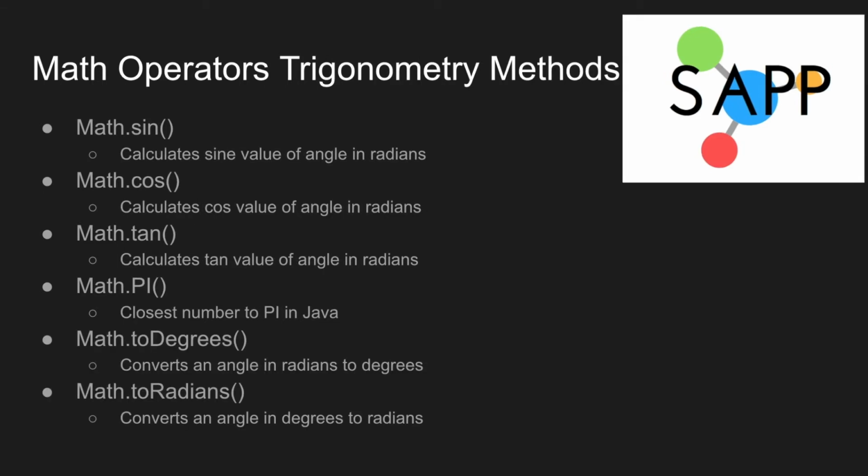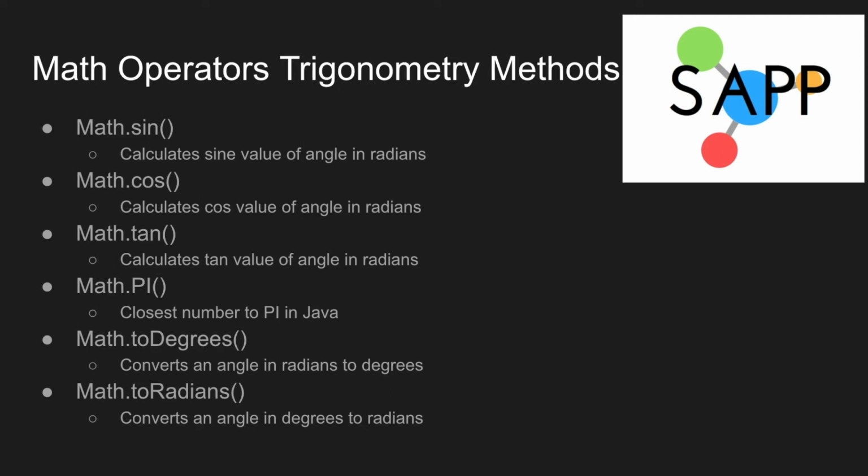So there are also trigonometry methods. There's Math.sin, and this calculates the sine value of an angle in radians. There's Math.cos, which calculates the cosine value of an angle in radians too. And then there's Math.tan, or tangent, and this calculates the tangent value of the angle in radians.